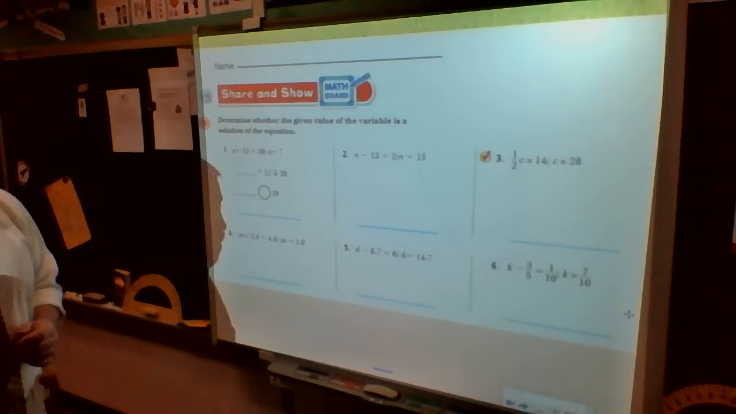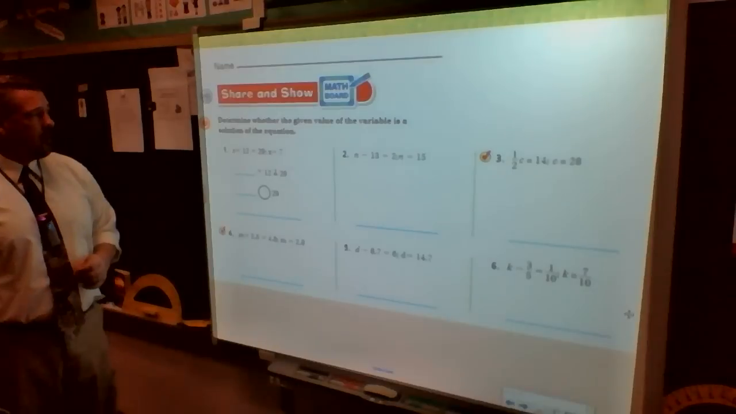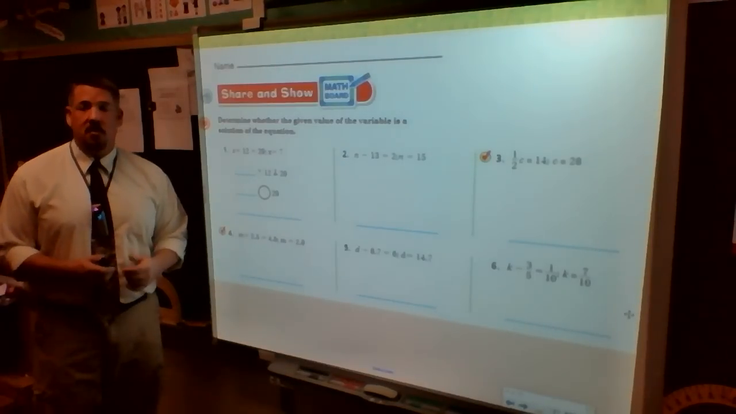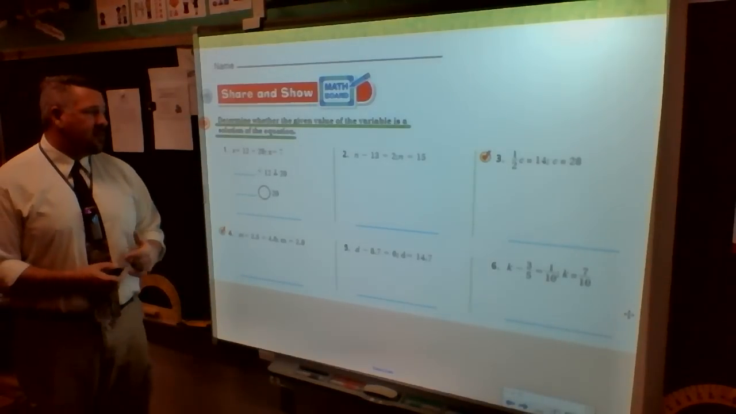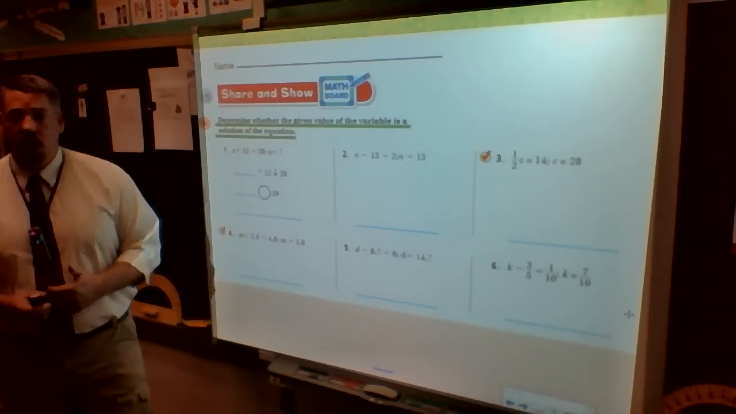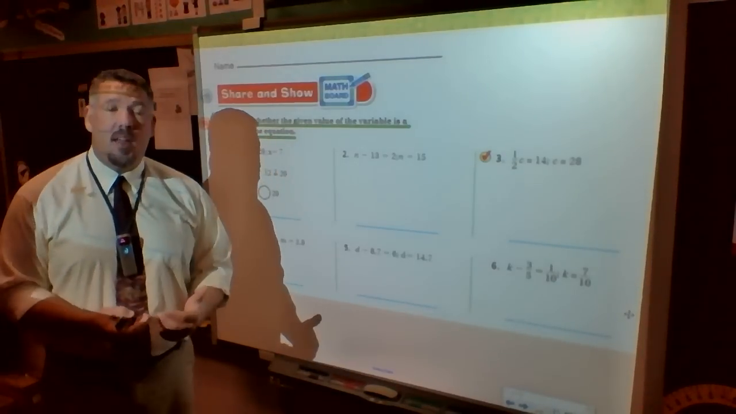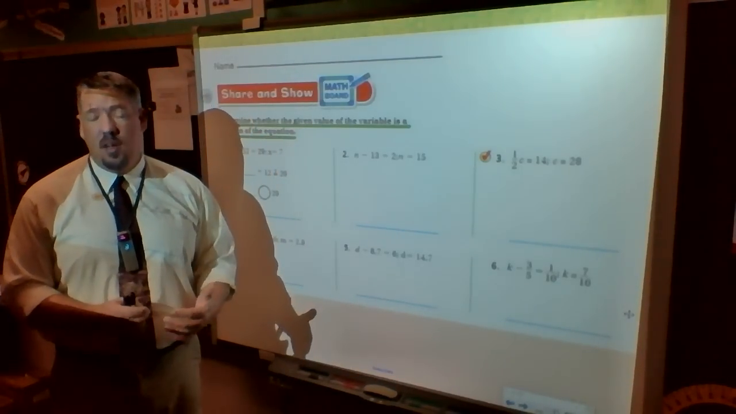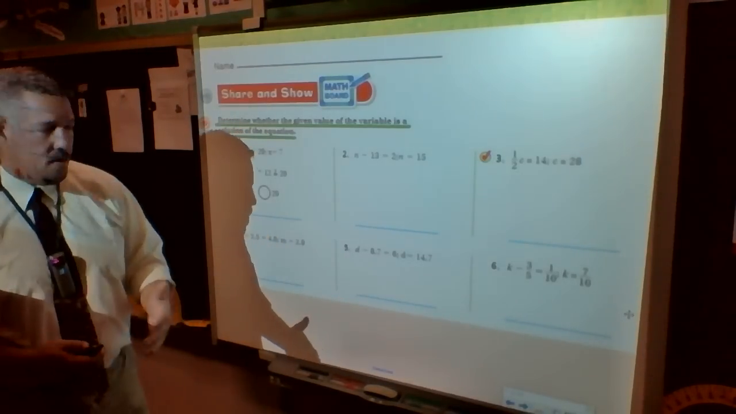Should be pretty easy, I hope. Should be a very basic lesson. So we're going to jump into the practice problems and look at first what they ask us to do. Determine whether the given value of the variable is a solution of the equation. So it is a solution or it is not a solution. But the only way I can have an answer of is or is not is by showing the work. Have to show the work to get the credit.